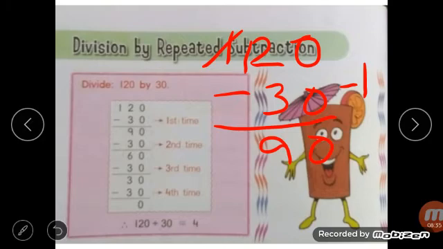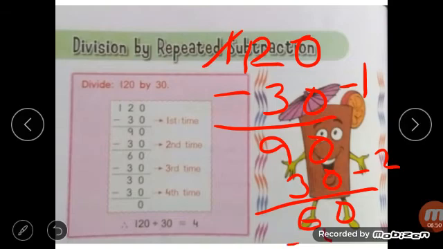So now 90 minus again 30, because this is repeated subtraction. You have to subtract 30 only. This is the second time and you will get 60. Clear? Now again you subtract 30. Now 0 minus 0, 0. You can see from here also, 6 minus 3, 3. Clear? 30. This is the third time. Now 30 minus 30, this is the fourth time and you got 0.